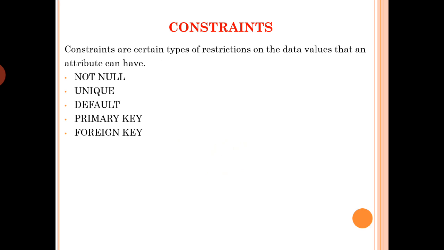Not null ensures that a column cannot have null values, where null means missing, unknown, or not applicable value. Unique ensures that all the values in a column are distinct or unique. Default: a default value is specified for the column if no value is provided. Primary key: the column which can uniquely identify each row or record in a table. Foreign key: the column which refers to a value of an attribute defined as primary key in another table.